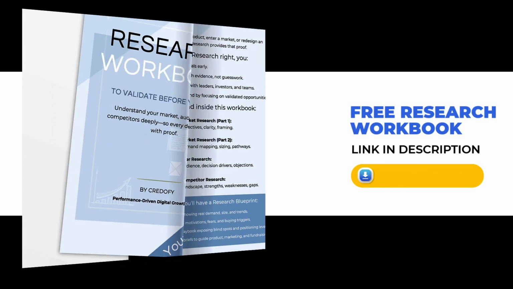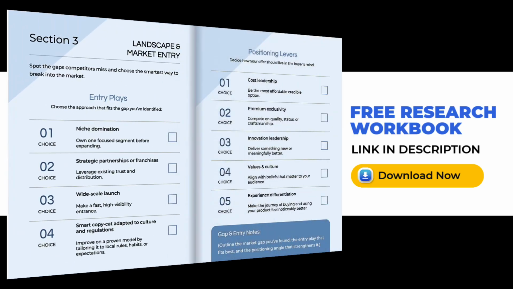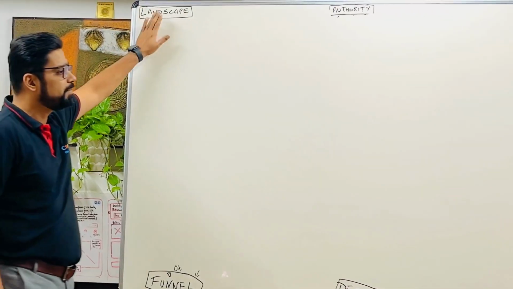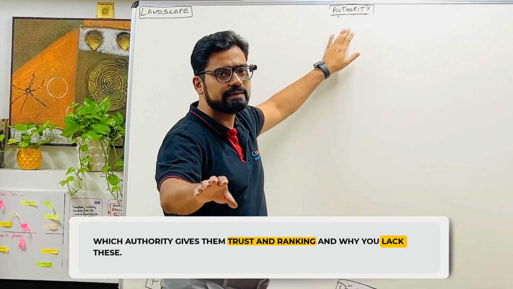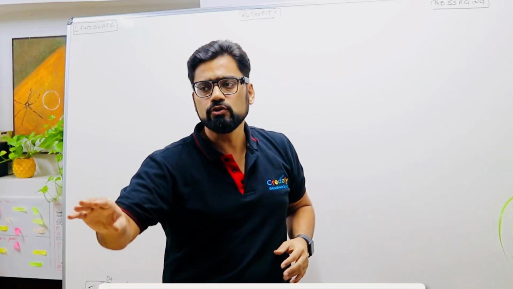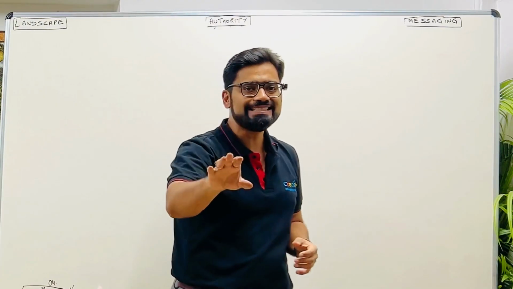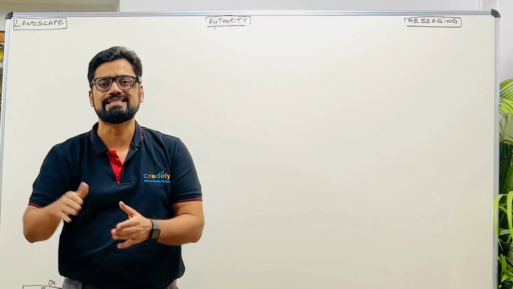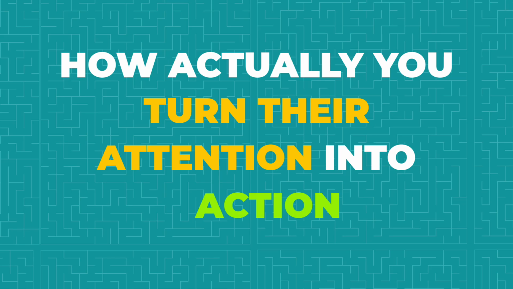And the best part, we have put the whole process into a free research workbook with checklist templates and real examples that you can follow step by step. So in part 1, we talked about landscape, where your competitors show up and where they don't. Then we talked about authority, what gives them trust and rankings and why you lack these. Then we talked about messaging, which hooks and angles pull their audience away from you to them. If you haven't seen that yet, go check it out first and it'll give you full context of what comes next. Because in this part, we are digging into how you actually turn their attention into action.